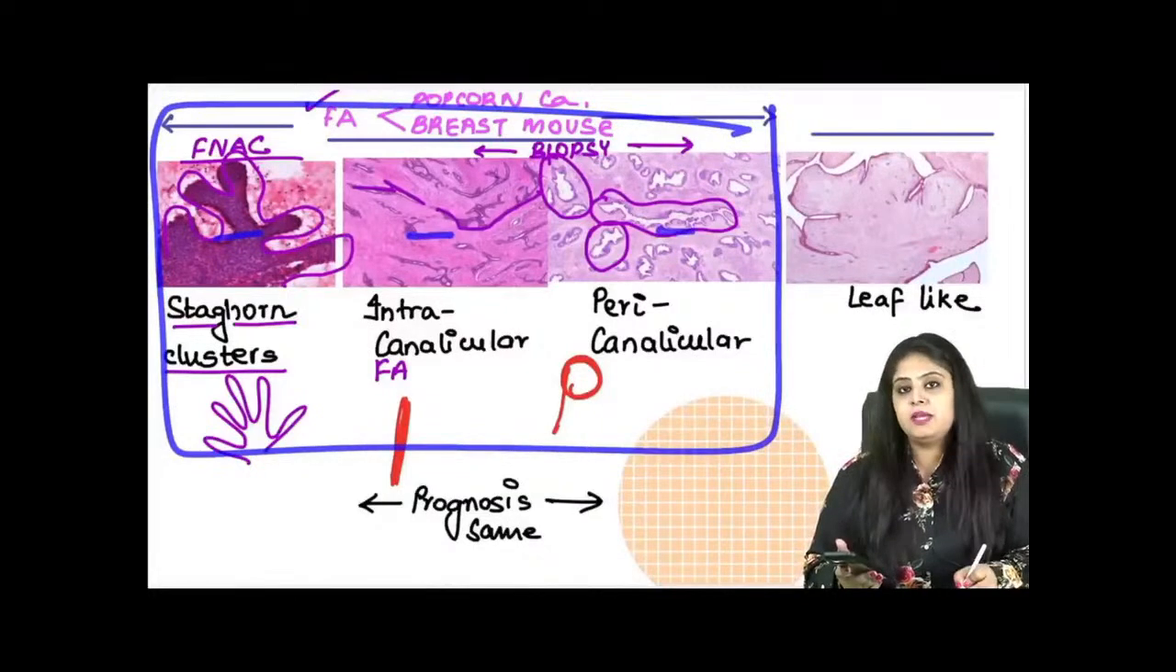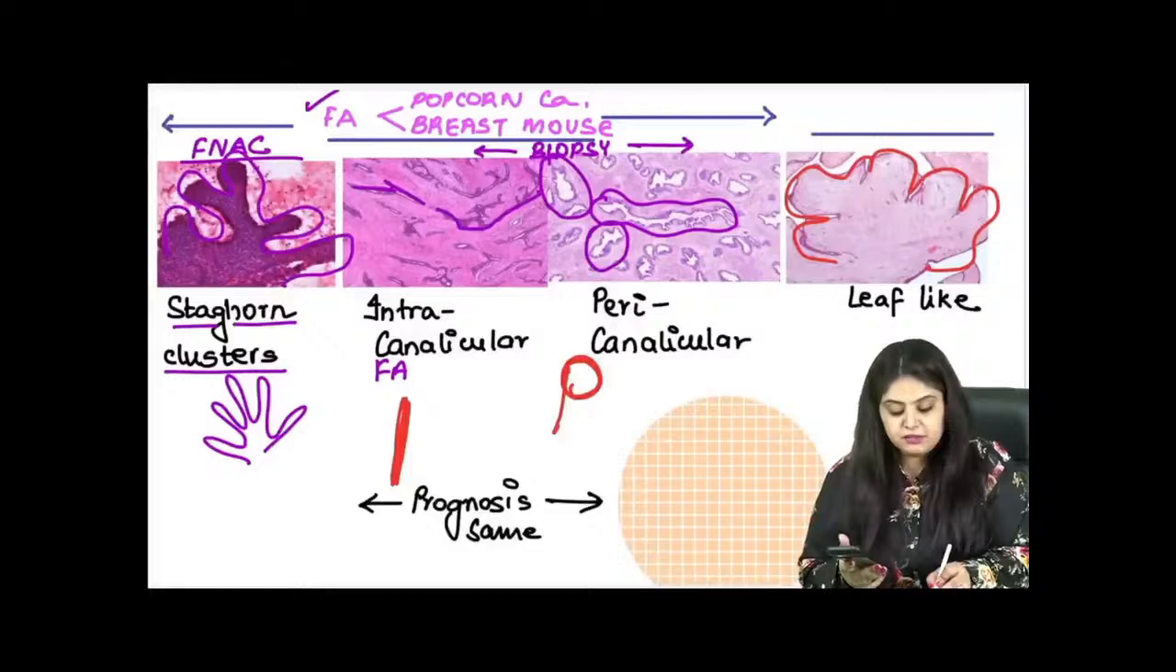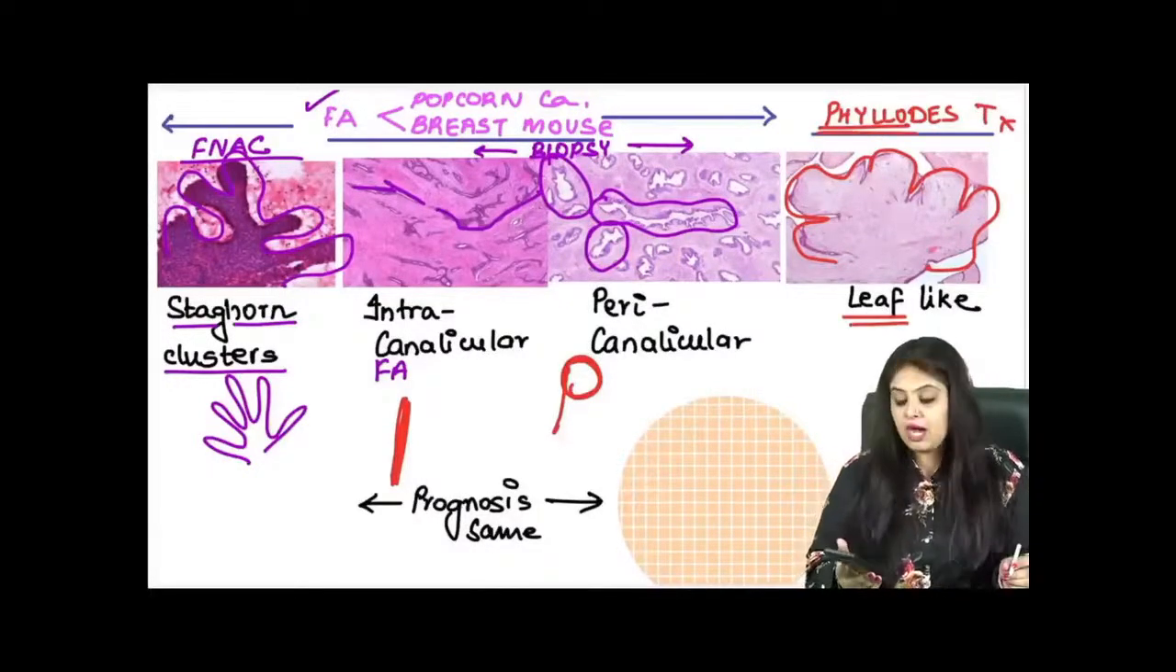Okay. So these 3 pictures: staghorn, intracanalicular, pericanalicular. These 3 photos given, what is your answer in the exam? Fibroadenoma. Whereas now if the examiner gives you this leaf, if he says aisa kuch leaf ban raha hai, so what is that going to be? Now that is Phyllodes tumor, because you guys can guess on your own. Na phylum matlab kya? Phylum matlab leaf.